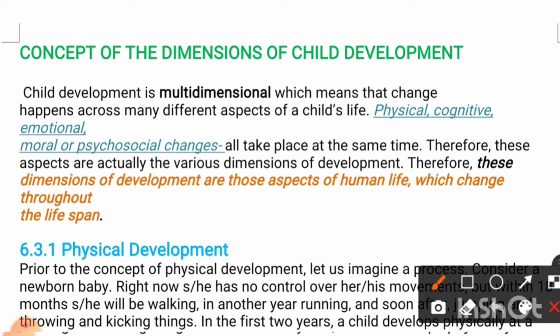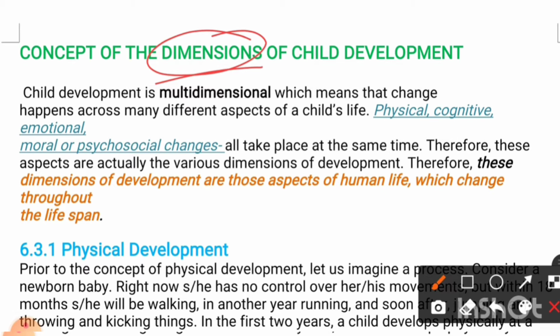Now, before we go ahead, it's important for us to understand what the word dimensions means. If you look from the dictionary point of view, a dimension is a measurement in a space, for example the height, width or length of something. So when the development of a child takes place, there are so many physiological, social, emotional and other kinds of changes which take place. That is defined here as a dimension of child development.